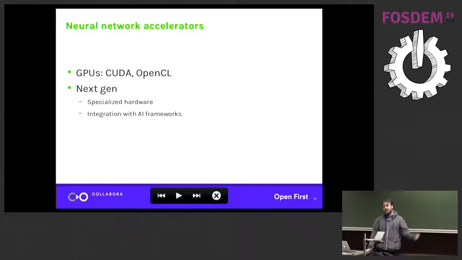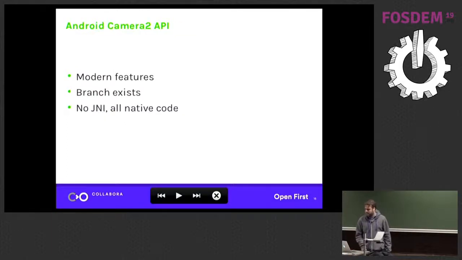Yes, so specialized hardware is coming. There are specialized accelerators that are not GPUs, but that have been really designed for AI workloads. And these will require some integration, and GStreamer is probably going to be a key thing there.